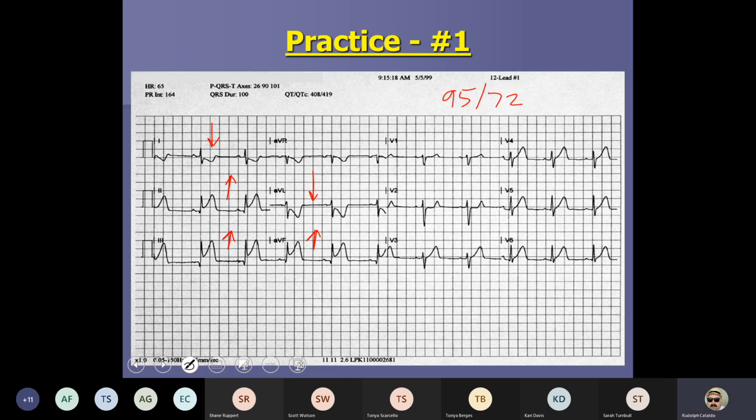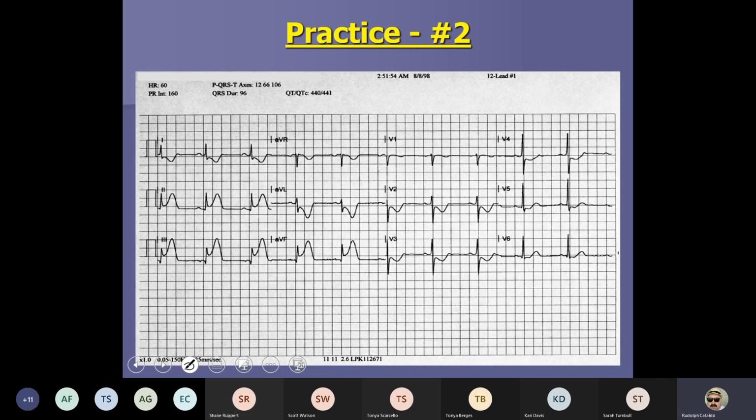I like that. So what are you seeing in 1 and AVL? What's that called, when you have depression in some leads and elevation in your other leads? Reciprocal changes. Reciprocal changes. I like it. Good job. That is very similar.